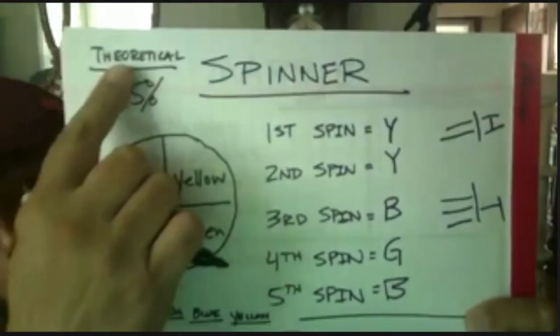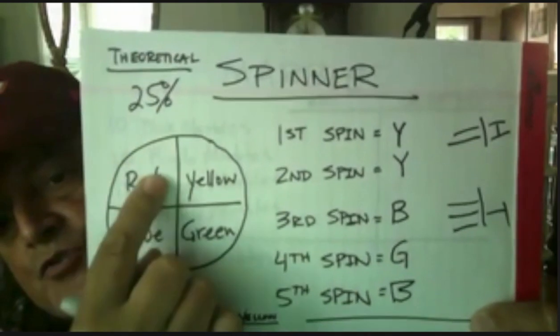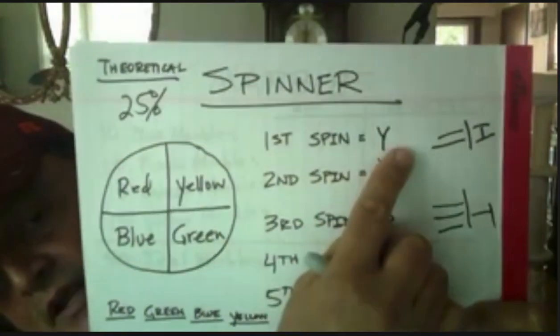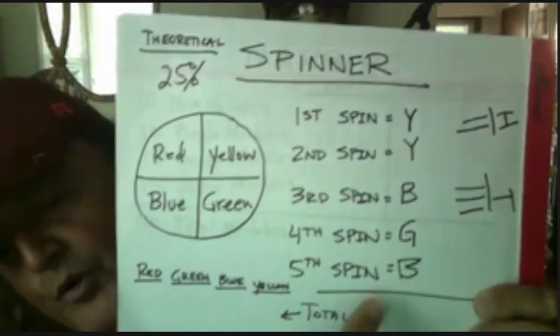So we've done our experiment. Now we need to record our results. Now remember, in theory, we said each color had a 25% chance. All right? I'm writing this up in the corner. The theoretical probability of it landing on any color is 25%, or 1 out of 4. Now here are the spins. We went yellow, yellow, blue, green, and blue.